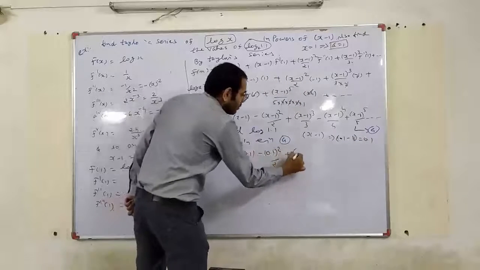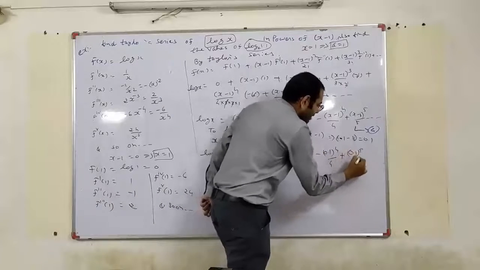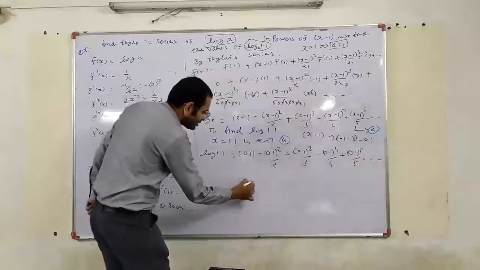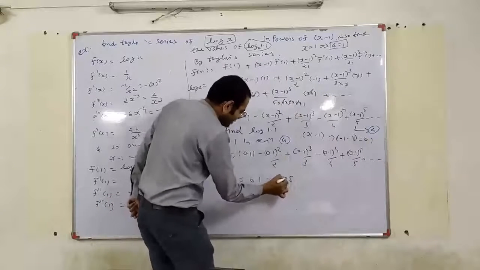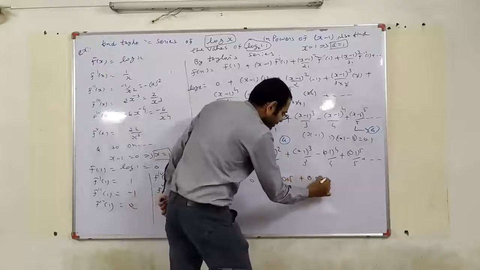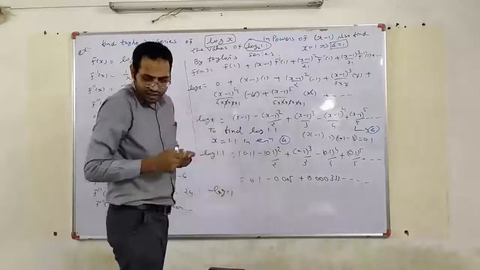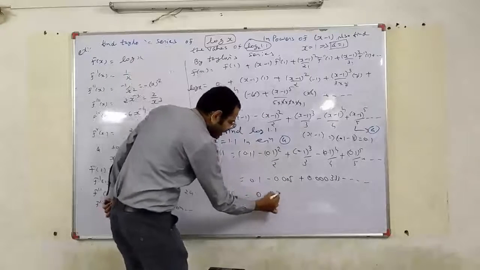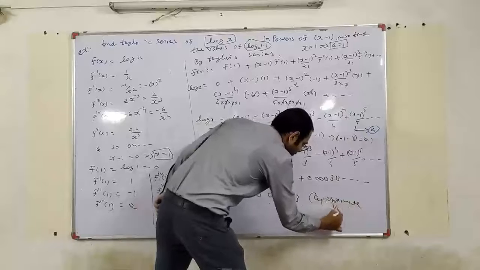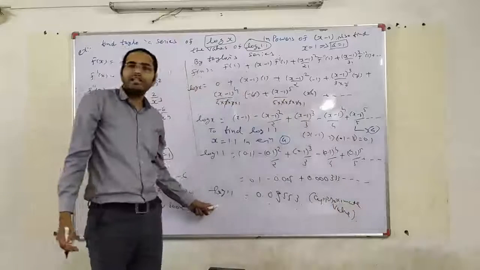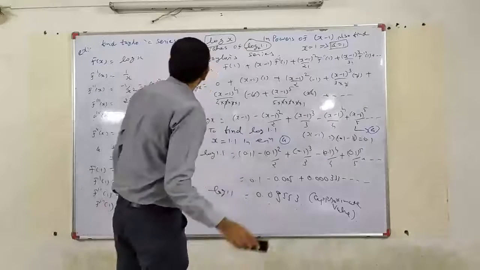0.1 minus 0.1 whole square by 2, plus 0.1 raised to 3 by 3, minus 0.1 raised to 4 by 4, plus 0.1 raised to 5 by 5, and so on. Now simplify this term: minus 0.01 divided by 2 means here 0.005, plus 0.000333 and so on. Now adding and subtracting these values, we get 0.09553, that is the approximate value. You can find it directly in the calculator, ln 1.1, and we get exactly this value. Next example.